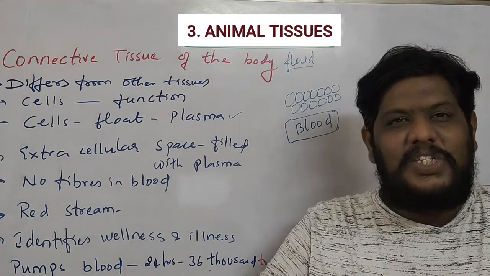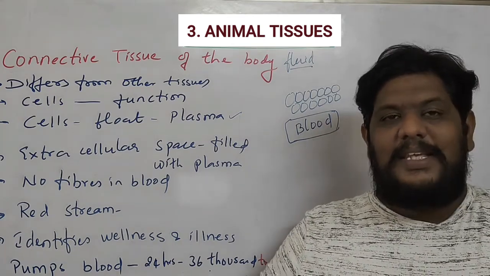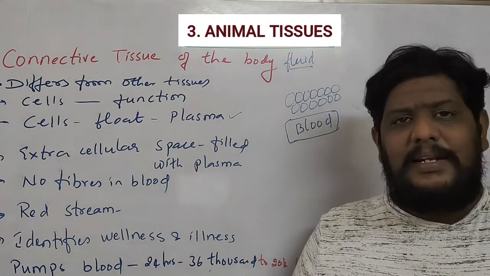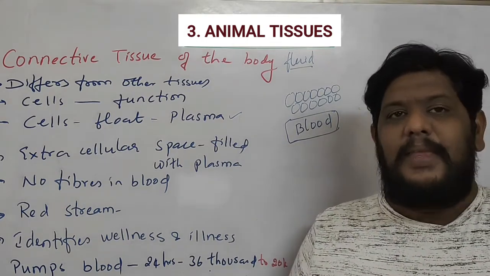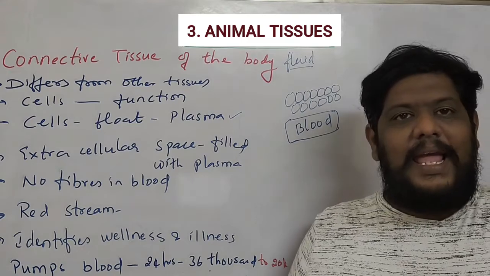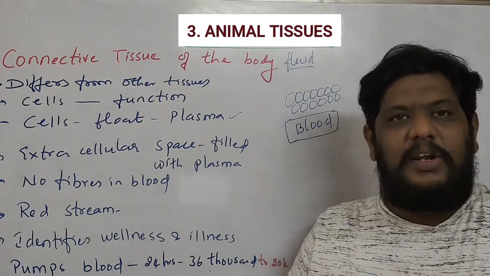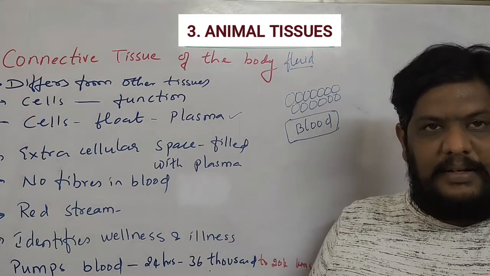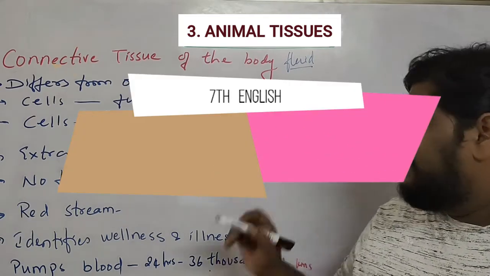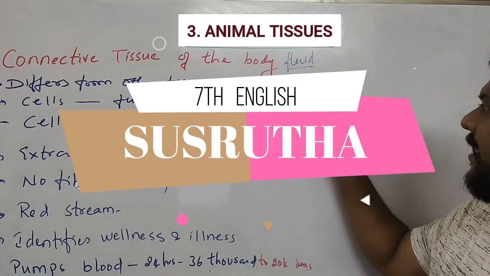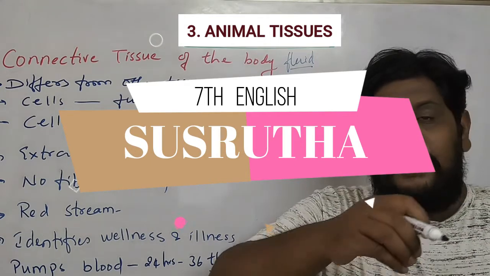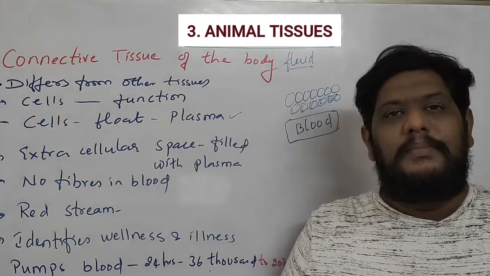It is a kind of red stream, isn't it? Now, there are several cells in this blood, and all these cells are not intact with each other. They are not arranged closely with each other. In the other cells and tissues, we have seen that the cells are close to each other and connected to each other, but here you cannot see those kinds of connections. They move completely freely in the blood.